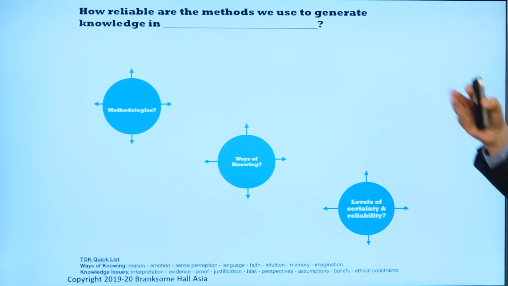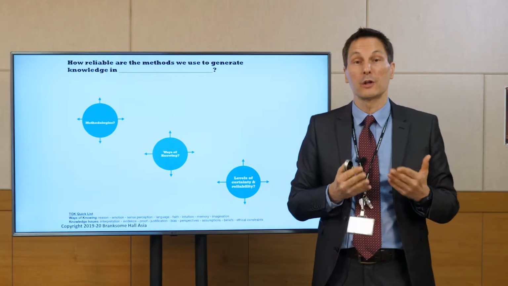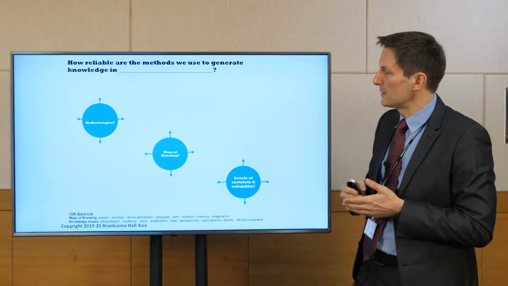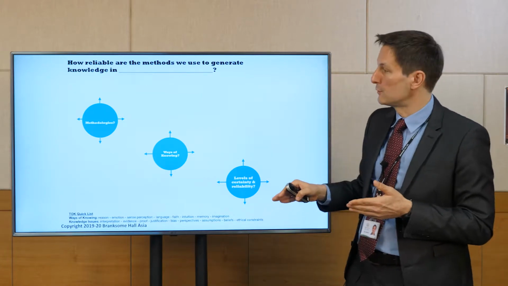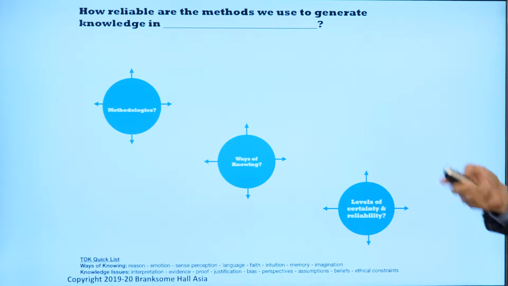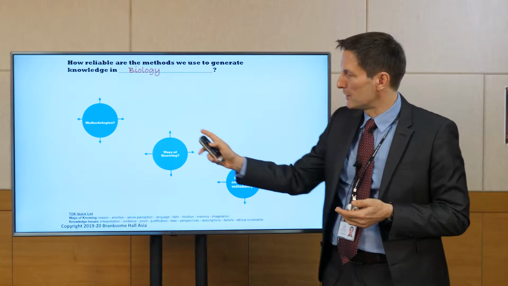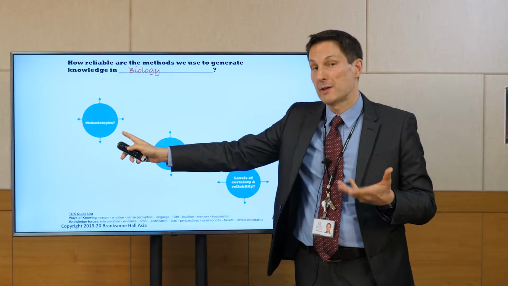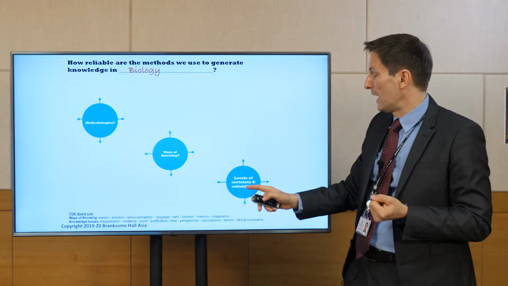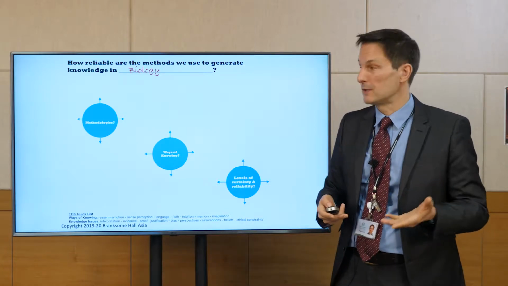Another big question we ask with students is how reliable are the methods we use to generate knowledge in different subject areas? So to give you an example of this, this is another visible thinking routine that I use with students in theory of knowledge. And what they have to do is pick a subject, like biology, and they then have to ask questions related to methodologies, the methods we use in biology, the ways of knowing that are used in biology, and also what level of certainty can we reach when we're making claims in the subject.